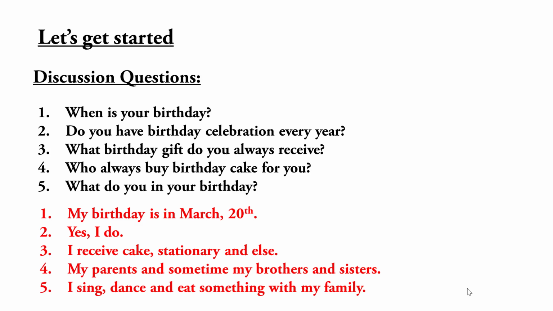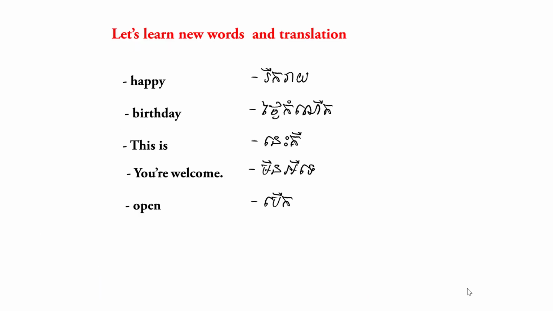Number 3, what birthday gift do you always receive? I receive cake, stationery, and so on. Who always buys birthday cake for you? My own answer: my parents and sometimes my brother and sisters. You can continue the sentence like, my parents or sometimes my brother or sister buy me a birthday cake or gift, something like that. What do you do on your birthday? I sing, I dance, and eat something with my family.